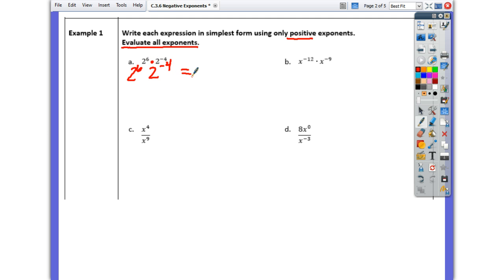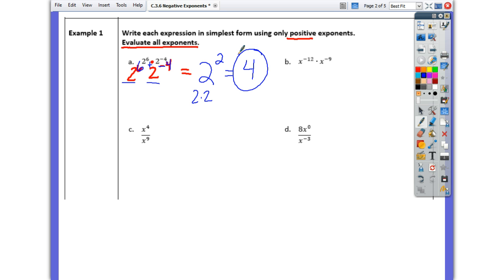Now we've learned that what do we do? We add the exponents when we're going across here. So we have the base is 2 and 6 plus a negative 4, battle of the integers. We have 2 to the 2nd power. Now we're not leaving it in exponential form, so that means 2 times 2. Our final answer, simplified, is 4.